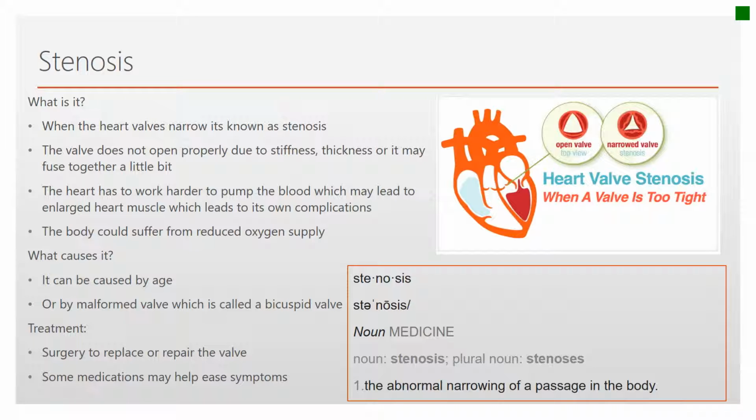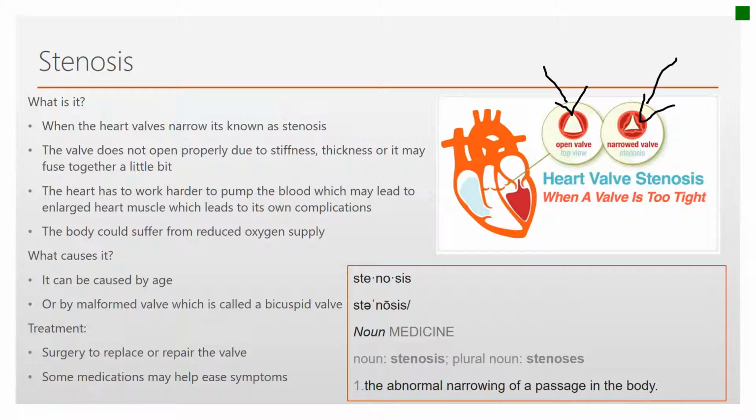Stenosis. So what is it? It's when the heart valves narrow. The valve does not open properly due to stiffness, thickness, or it may fuse together a little bit. So this is a good picture right here. This is a properly opened valve, and this is a narrowed valve. So even when it's open, there's not enough room for the blood to flow through properly.